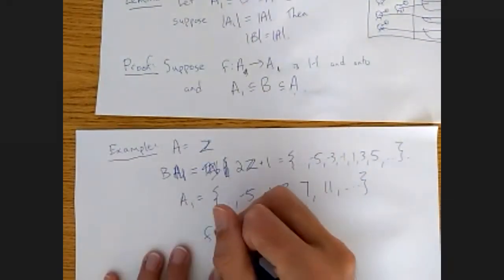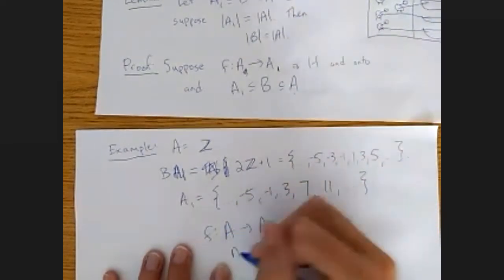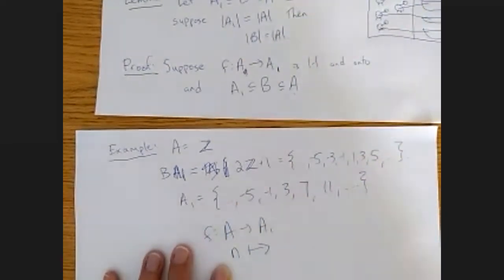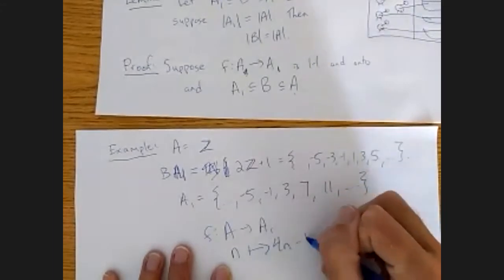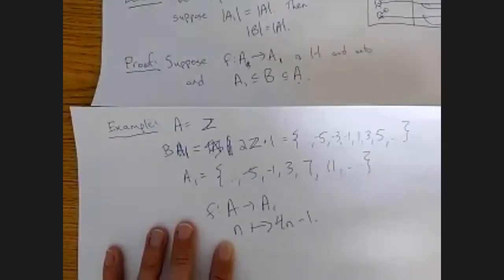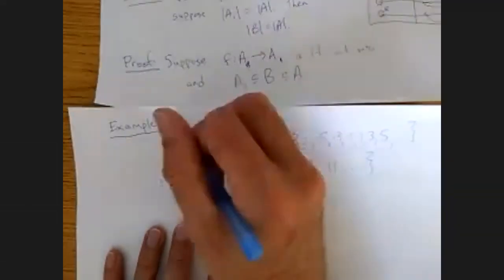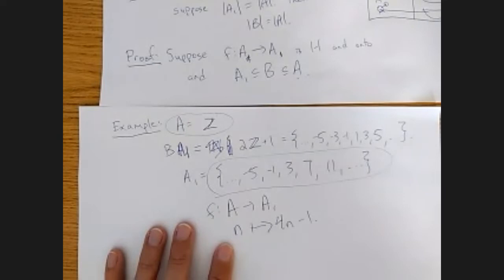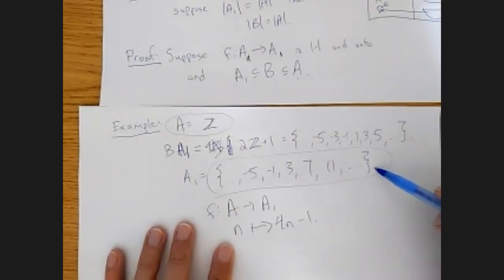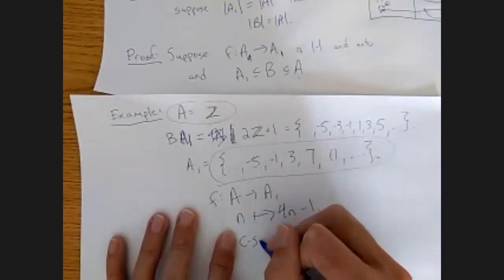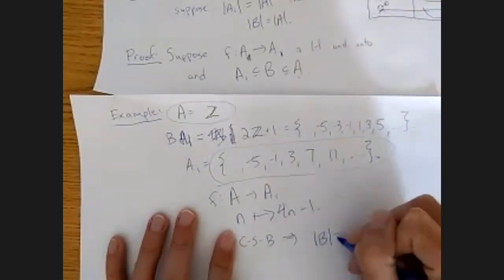Okay. So actually there's a one-to-one and onto function from A to A1, and that is to take an integer n and map it to 4n minus 1. This is one-to-one and onto from A to A1, and these sets of integers have the same size. And as a corollary to this theorem, anything containing this set has the same cardinality. So the Cantor-Schröder-Bernstein theorem would tell us about the number of elements of the set.